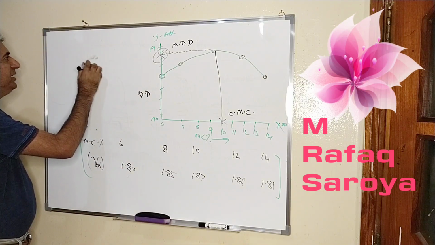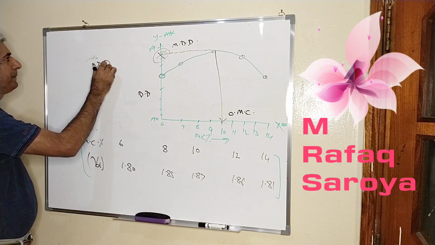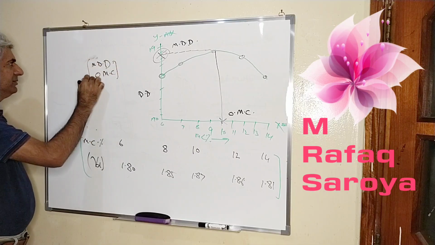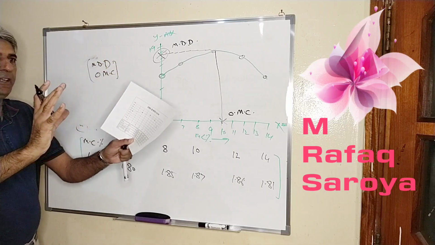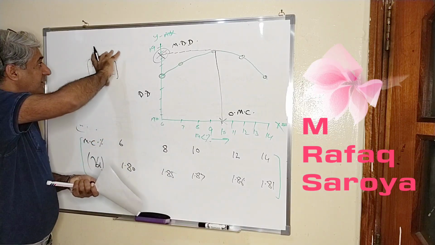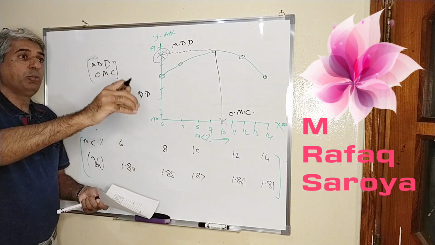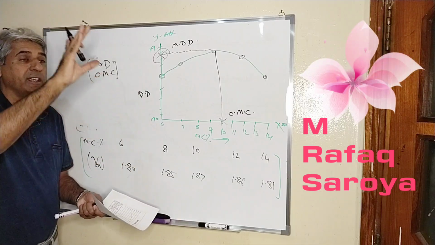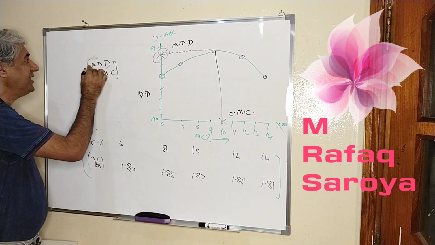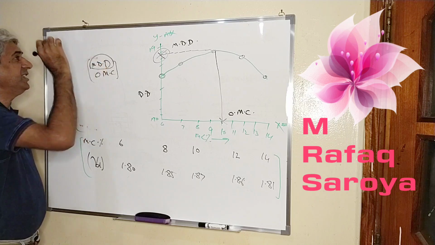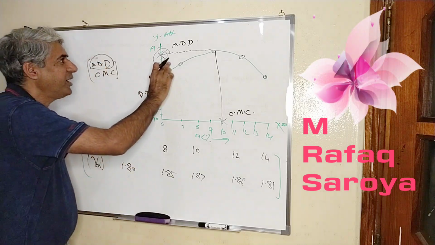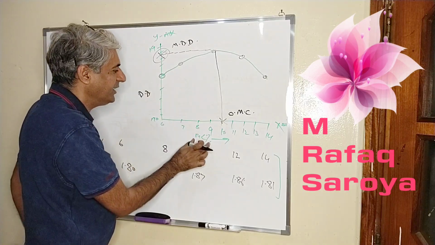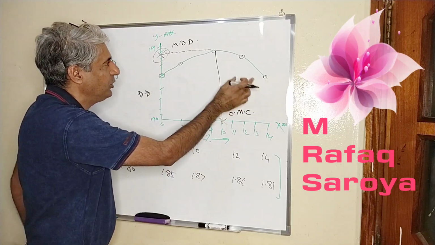So keep this in mind: the determination of MDD and OMC is very vital because this is our reference. With this reference, we are going to find out the density of the soil in the field after the compaction. That density is compared with this density. And this curve which we have plotted between the dry density and the moisture content is known as the Proctor curve.